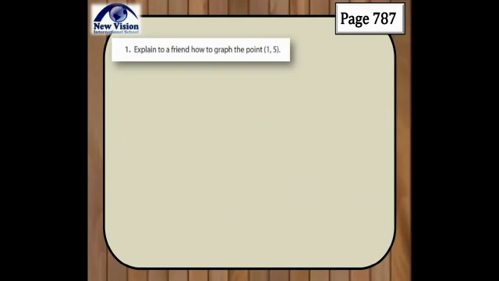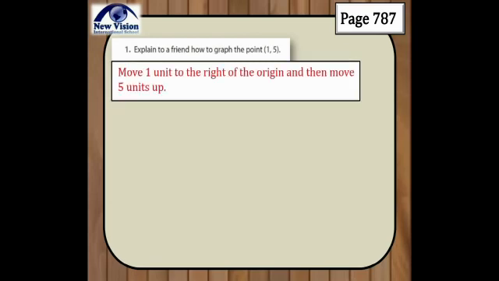Explain to a friend how to graph the point 1, 5. So move 1 unit to the right of the origin and then move 5 units up.